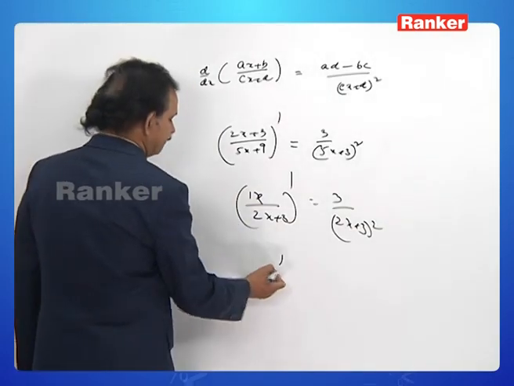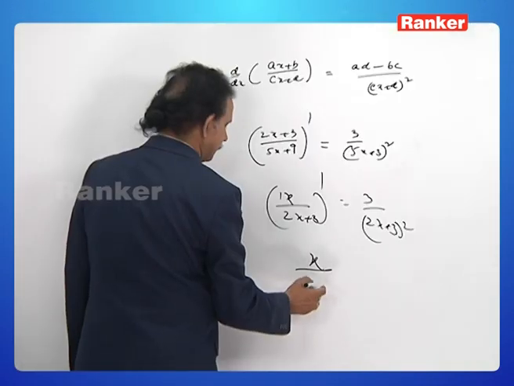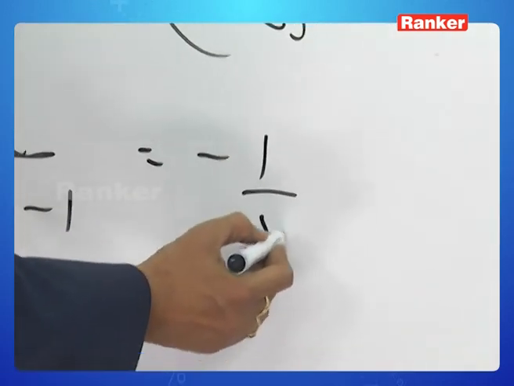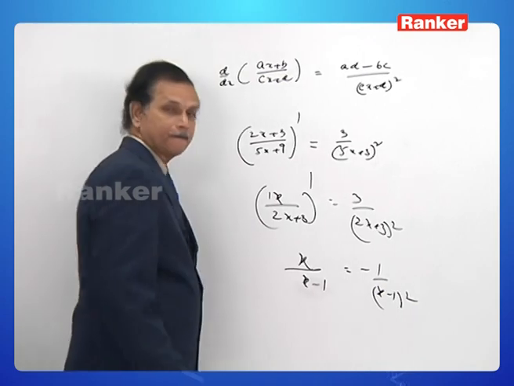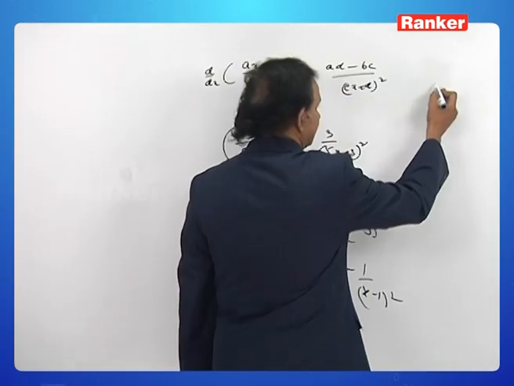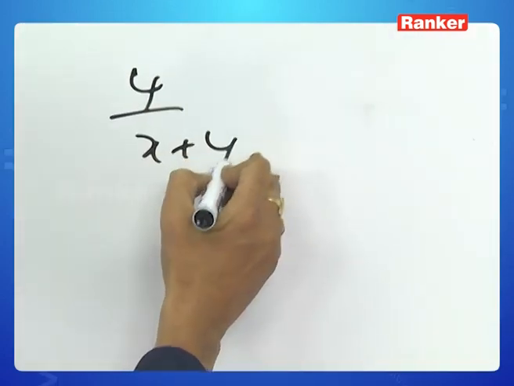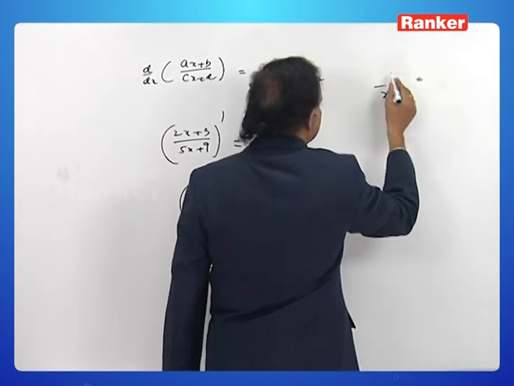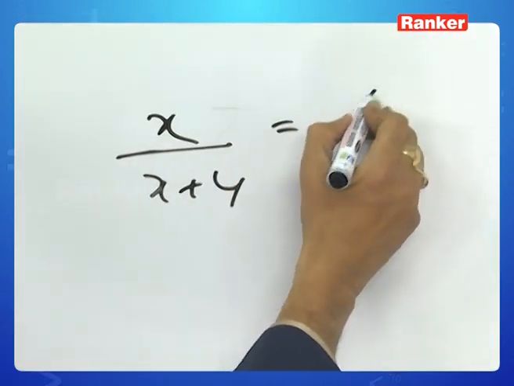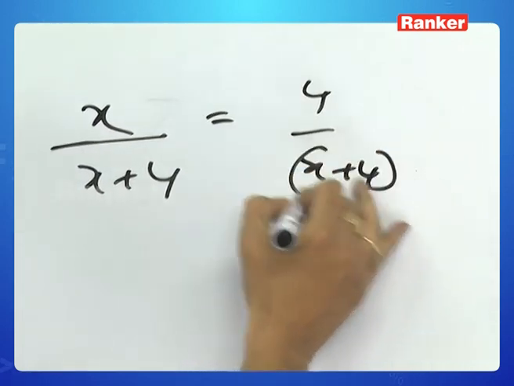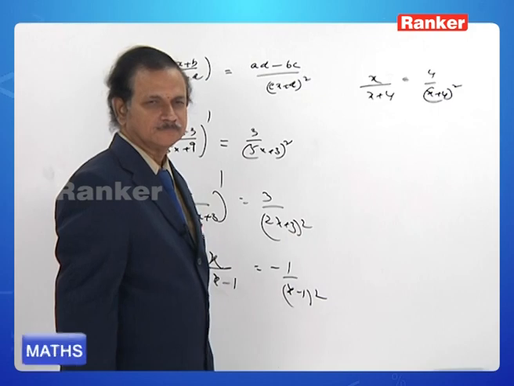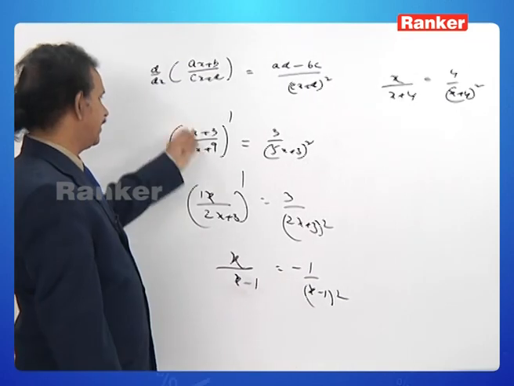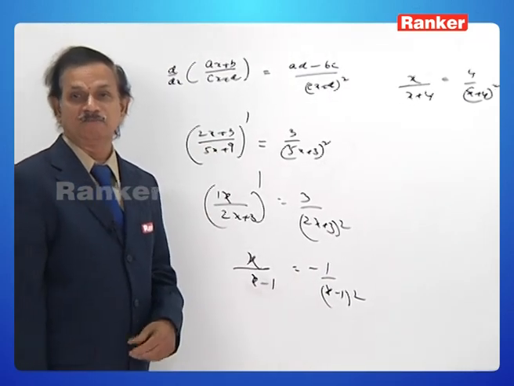Okay, right. x by x minus 1: ad minus bc is minus 1, by x minus 1 whole square. Okay, right. Just like that, 4 by x plus 4, what is its derivative? Or x by x plus 4, what is its derivative? ad minus bc is 4 by x plus 4 whole square. Okay. So far, we have seen the application when and only when both numerator and denominator are of first degree.